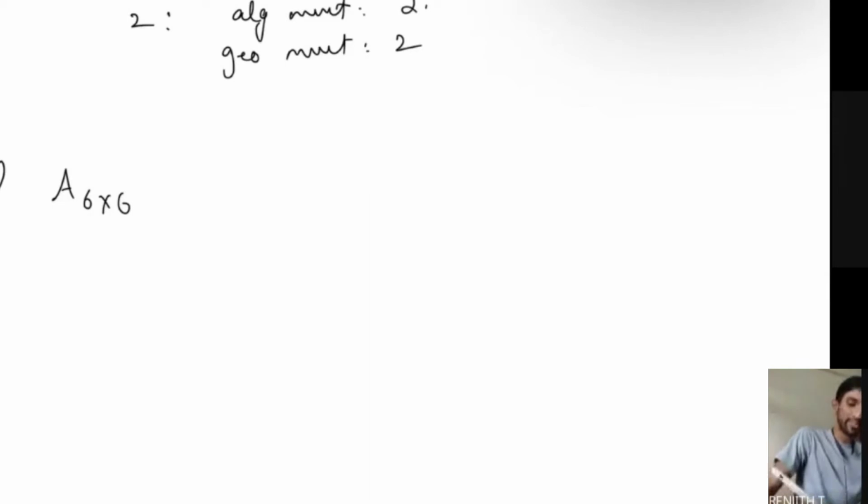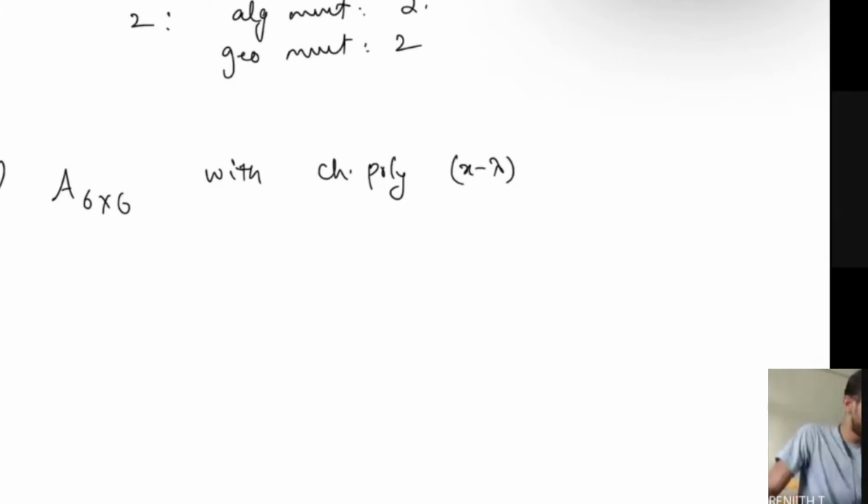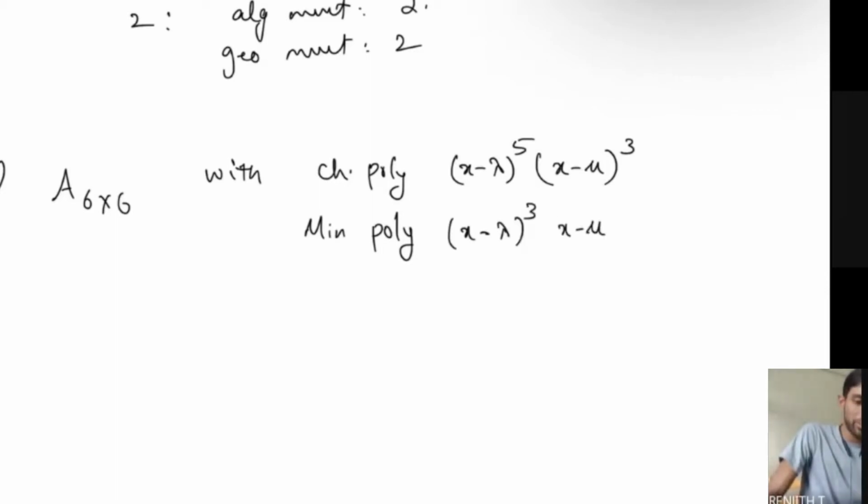A is a 6x6 matrix with characteristic polynomial (x minus lambda) whole raised to 5 into (x minus mu) whole cube, and minimal polynomial (x minus lambda) whole cube into (x minus mu) whole square. Okay, so this is the case we are doing.